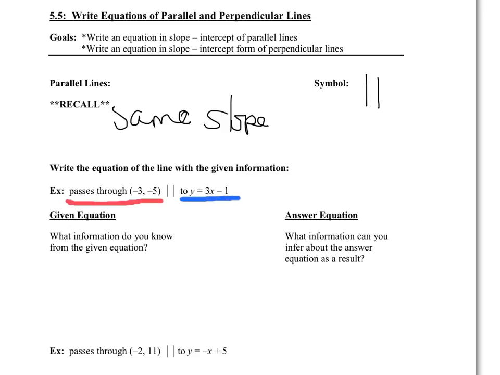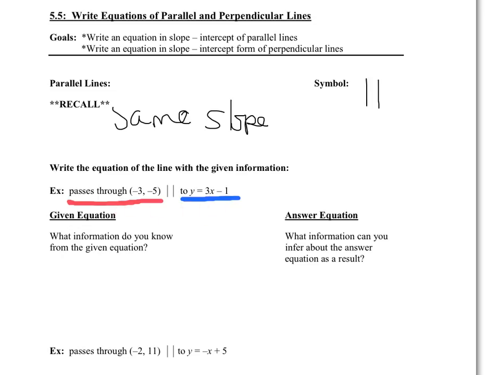So if you can kind of picture on a graph two separate lines. One line is blue, that's the y equals 3x minus 1. And one line is red, and we know that it passes through the point -3, -5. We also know that these two lines are parallel.